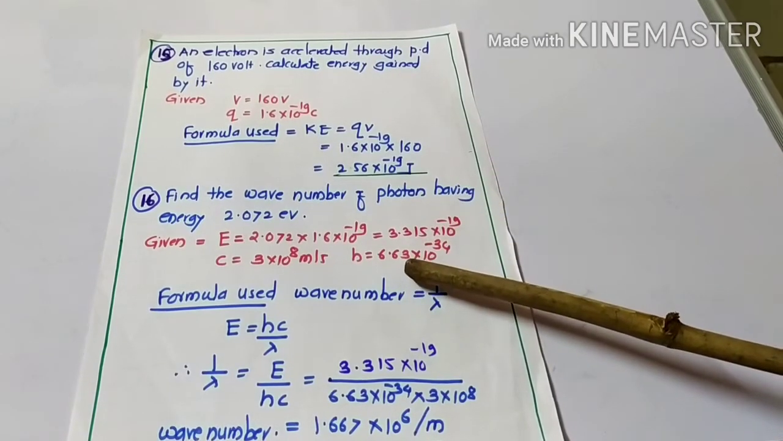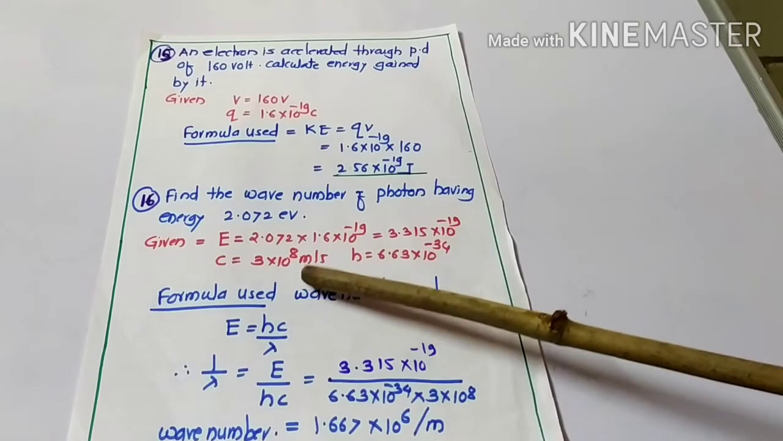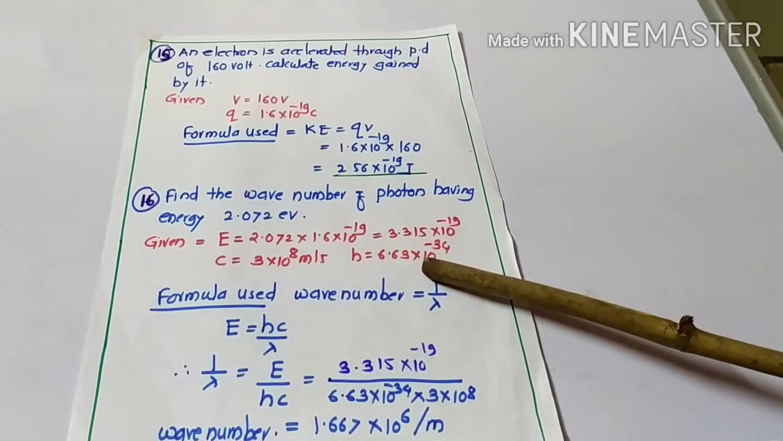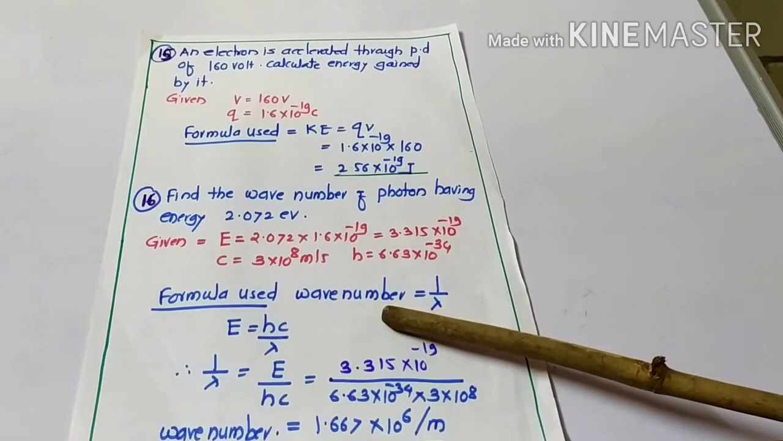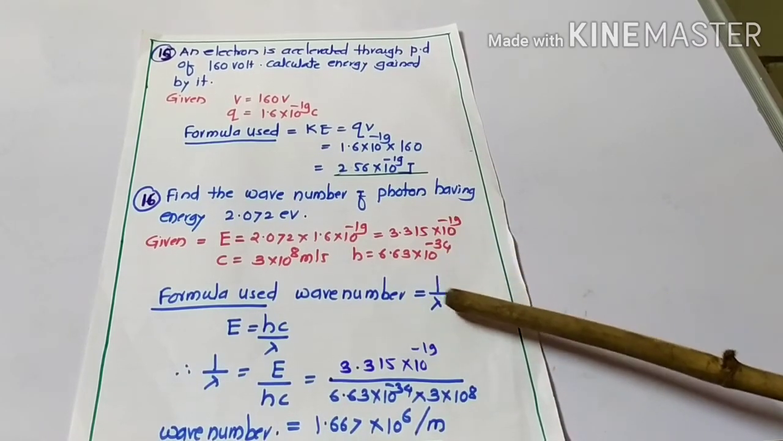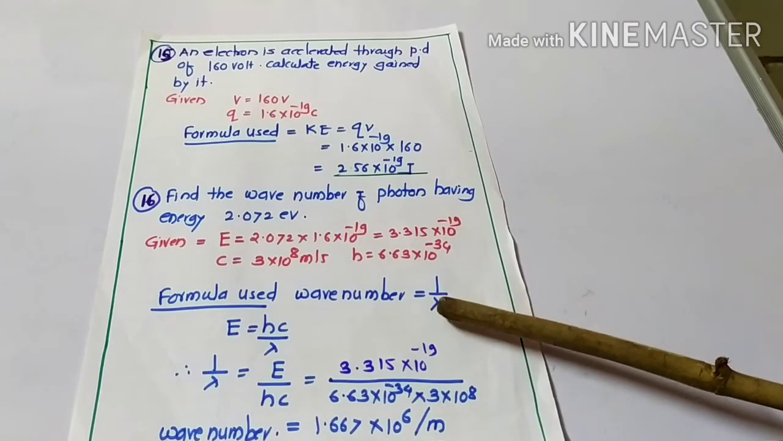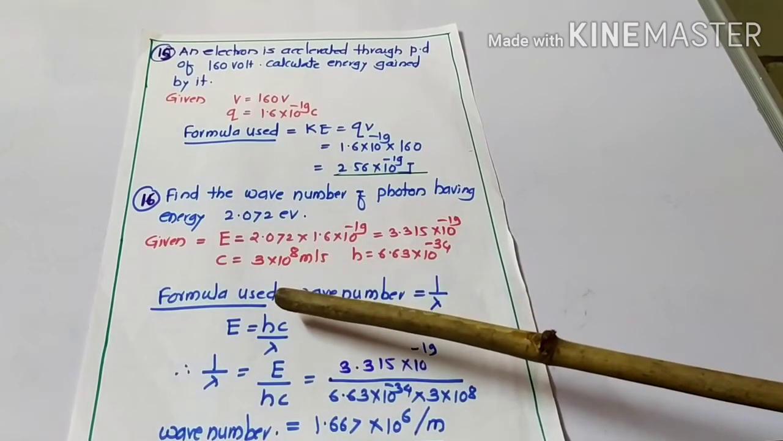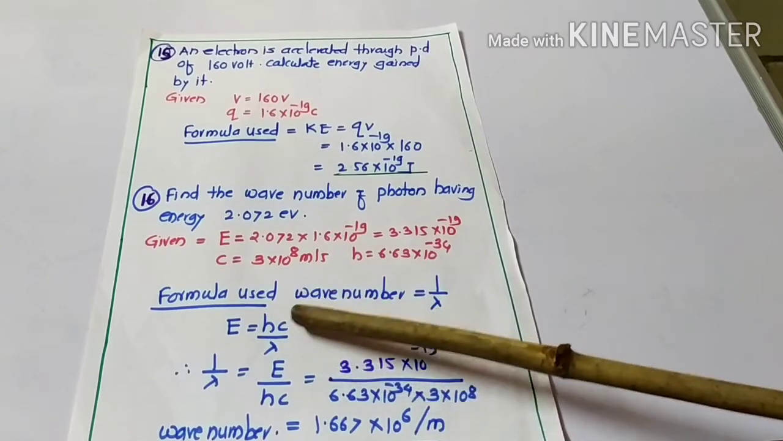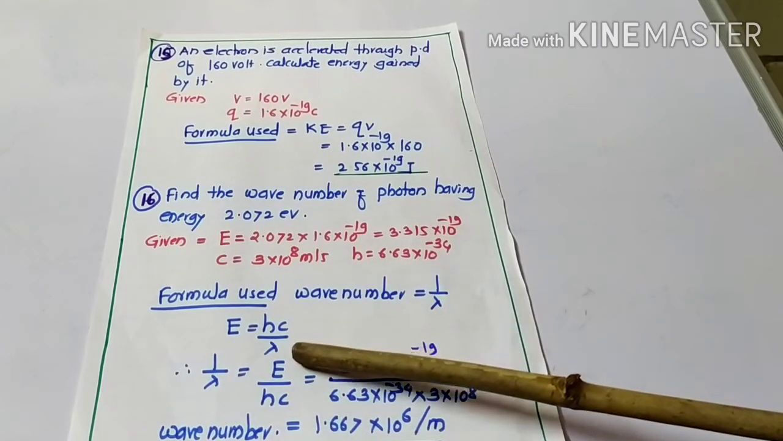Then c is 3 into 10 raised to 8, h is 6.63 into 10 raised to minus 34. We know the formula: wave number is the reciprocal of wavelength. We know that E is equal to hc by lambda, so 1 upon lambda is equal to E divided by hc.